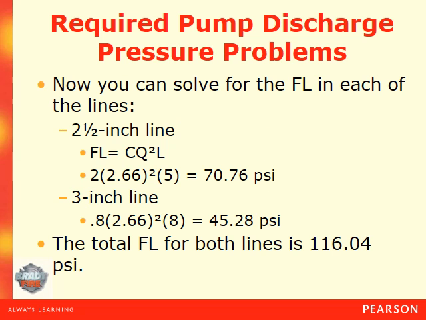Then we're going to figure our friction loss, and we have to do it for each section because we have different size hoses. So the friction loss is going to be our coefficient, which is 2, times the gallons divided by 100 squared, which is 2.66, times the length of hose, again divided by 100, which is 5. And that gives you a friction loss for our first line of 70.76. Next, we figure out the friction loss for our 3-inch line. Same way, with the different coefficient, which is going to be 45.28. So the total friction loss for both lines is 116.04.